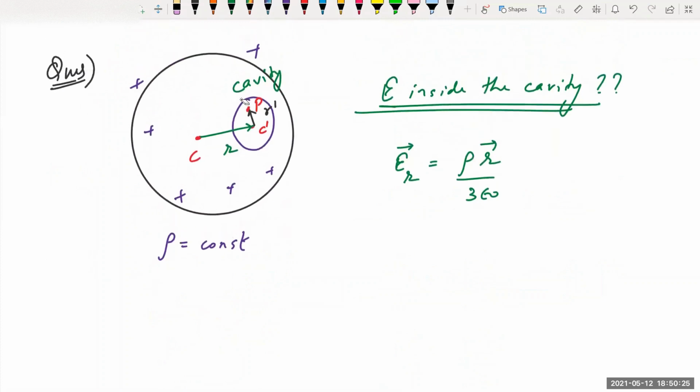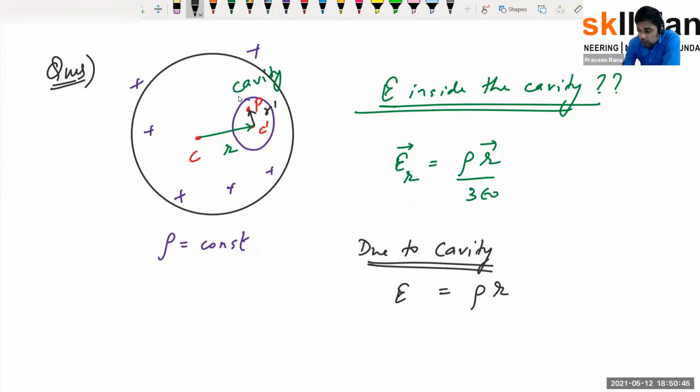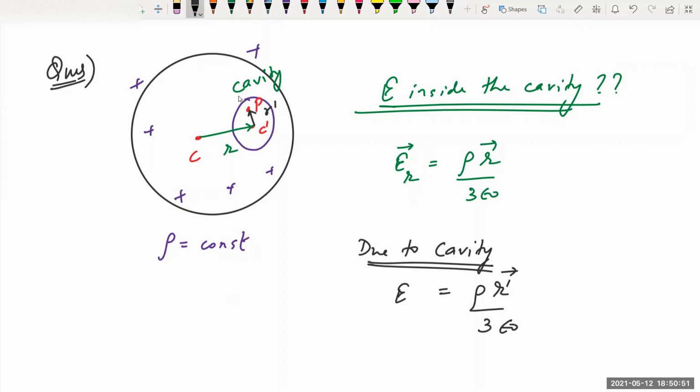Now we have electric field at distance R. Due to the cavity, let's say the cavity was not there. So due to the cavity only, what would be the value of electric field at P? It would be rho R dash over 3 epsilon naught. Right? Yes.